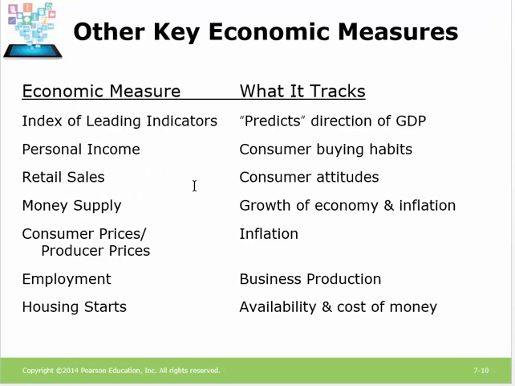So what are these things? There's something called an index of leading indicators. And again, these numbers are all readily available from this St. Louis Federal Reserve. We will go out and look and try to gather some of this information in a research project later on. But this predicts the direction of the gross domestic product. Personal income. It tracks consumers' buying habits. Retail sales. Retail sales measure consumers' attitudes. Money supply, obviously, is the growth of the economy and inflation.